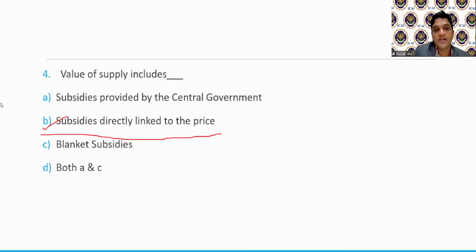Subsidies provided by the central government price link, then it will not include, right? So here there's no clarity. That's why we have to select one option which is more specific. So subsidies directly linked to the price is to be included.